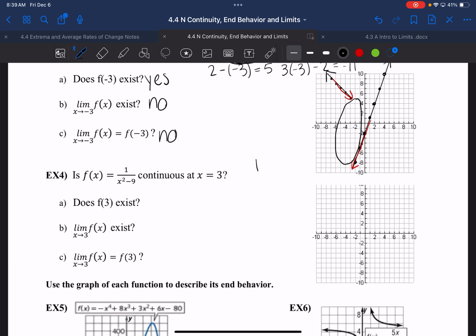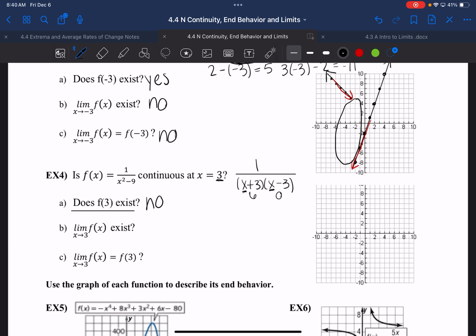Remember, this also can be factored. So in the bottom, this would be x plus 3 and x minus 3, because that's a difference of squares, right? Okay, so if I were to substitute 3 in to either of these x values, here I would get 6, but here I would get 0, right? And 6 times 0 is 0, and can we have 0 in the bottom of a fraction? So does f of 3 exist? No.